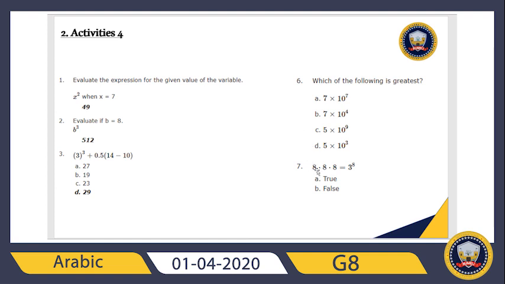Now, 8 times 8 times 8 is equal to 3 to the power of 8. Is this true or false? Of course, guys, come on, this is false. This is equal to 8 to the power of 3, not 3 to the power of 8. So this is B answer.